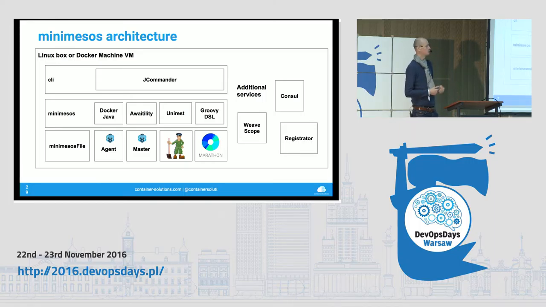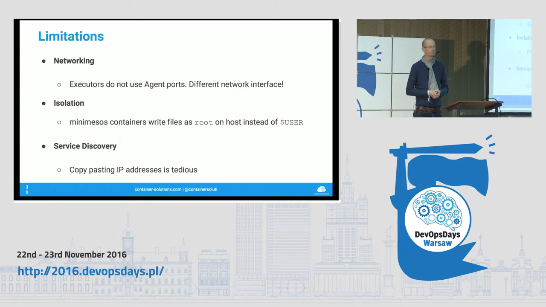And then we use Docker images for the different processes. We create our own images for Mesos agent and master, but we use images from the community for Zookeeper and Marathon. And then we have a few additional services. Like I said, we have Weave Scope, Consul, Registrator. These are optional. You can just add them in the Mini Mesos file if you want to install them.